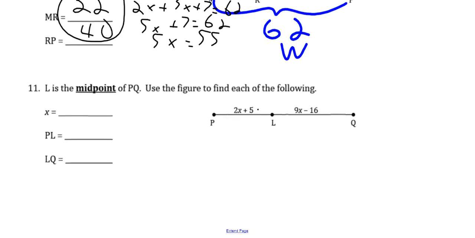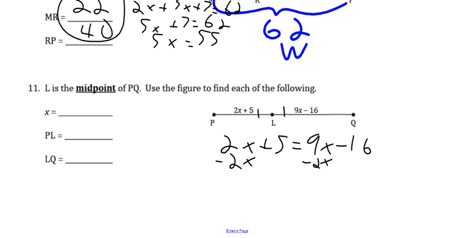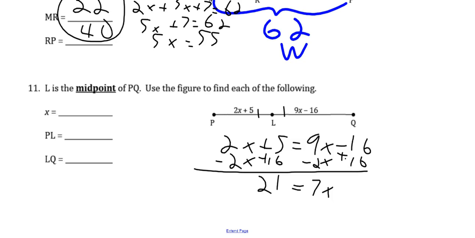Midpoint. As soon as you see the word midpoint, I'm going to mark those congruent. Which also means I'm not going to add these equal to anything. I know they are already equal to each other. And so I just write this. I'm going to subtract 2x, so I like to keep my x's positive. Therefore, I'm going to move this 16 over here. And that's going to give me 7x equals 21. If I divide by 7, x is 3.